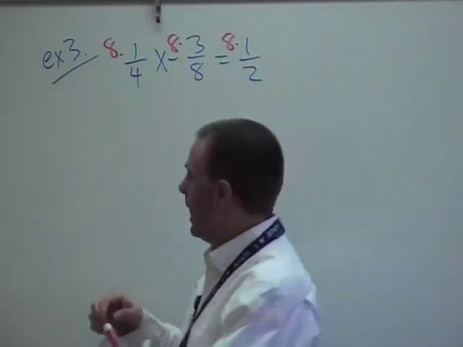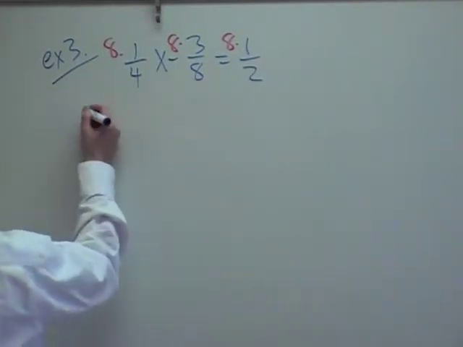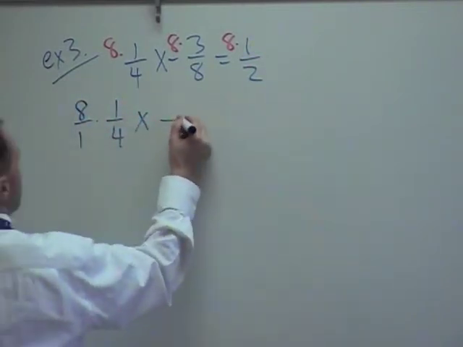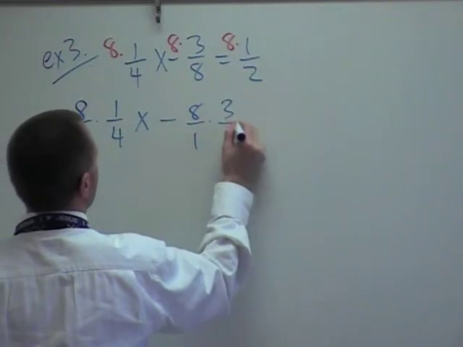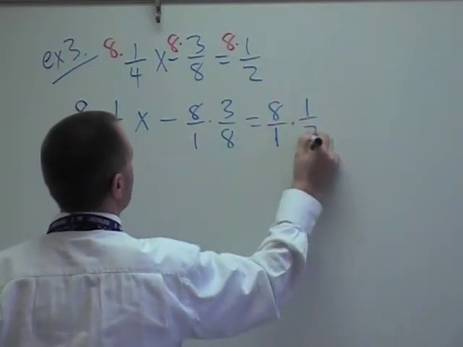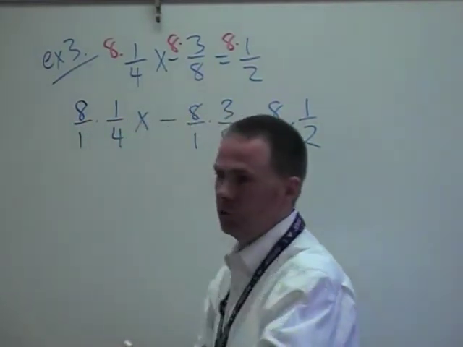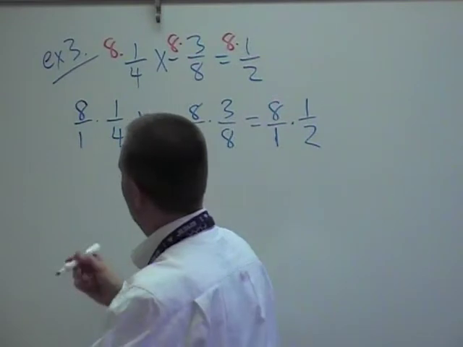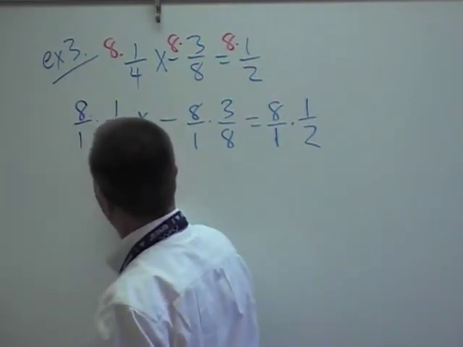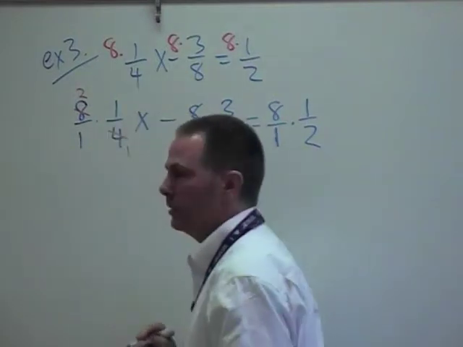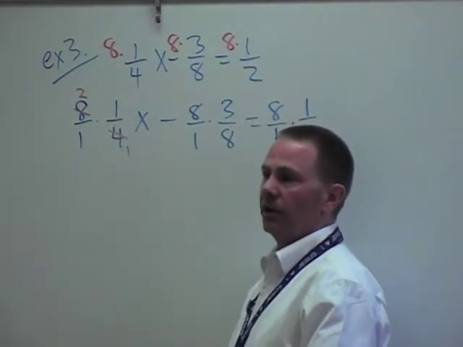Oh, okay. Here's what happens when you do this. So I'm going to write this out the long way. So it's 8 over 1 times 1 over 4 x minus 8 over 1 times 3 over 8 equals 8 over 1 times 1 over 2. You don't have to write it out like that. I'm just showing you that it works. Okay, so the 8 and the 4 reduce diagonally by 4. Everybody agree? Anybody not understand that?